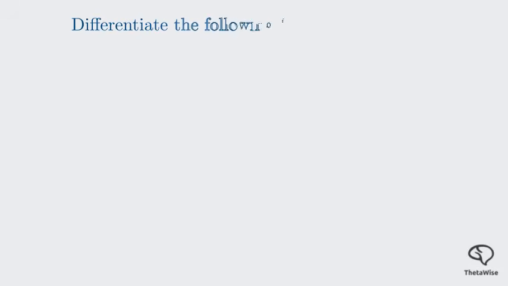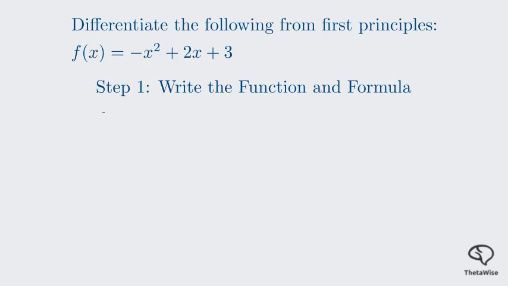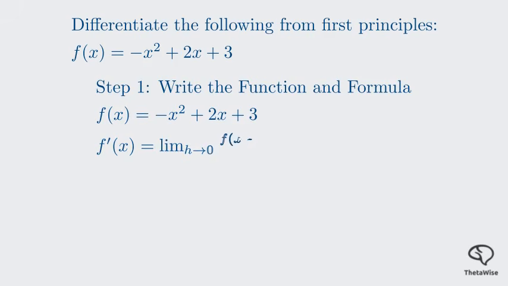All right, let's put this into practice. We're asked to differentiate the function f of x equals negative x squared plus 2x plus 3 from first principles. We'll follow a systematic 4-step process. Step 1 is to write down our function and the first principles formula. So our function is f of x equals negative x squared plus 2x plus 3. And our formula is f prime of x equals the limit as h approaches 0 of f of x plus h minus f of x, all divided by h.